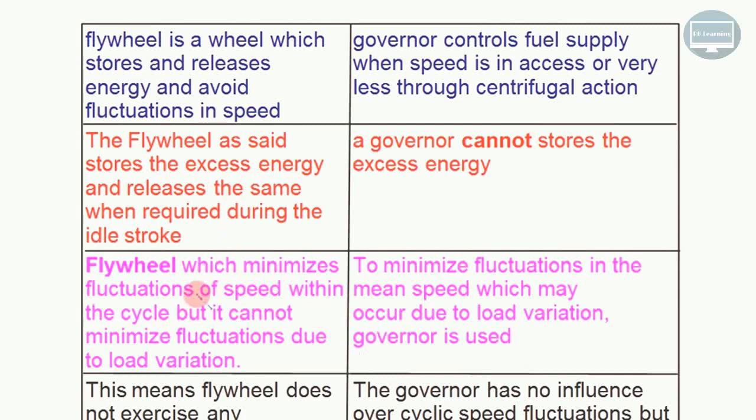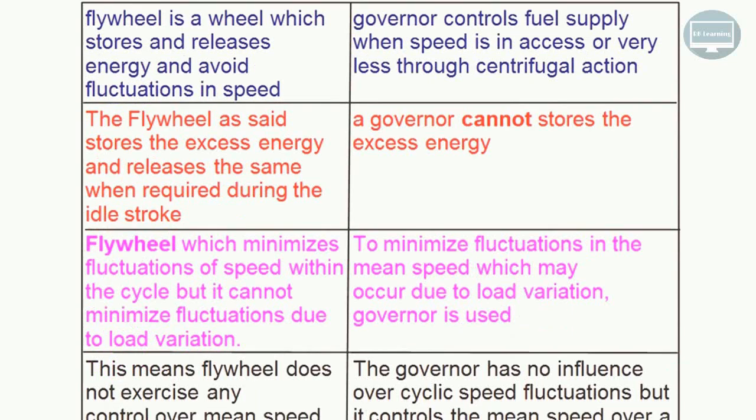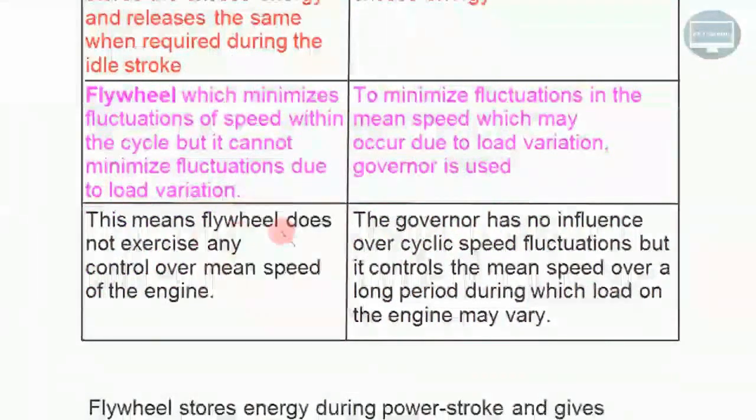The flywheel will minimize the fluctuation of speed within the cycle, but it cannot minimize the fluctuation due to load variation. To minimize the fluctuation in the mean speed, which may occur due to load variation, the governor is used. This means that the flywheel does not exercise any control over the mean speed of the engine. The governor has no influence over a cyclic speed fluctuation, but it controls the mean speed over the long period during which the load on the engine may vary.